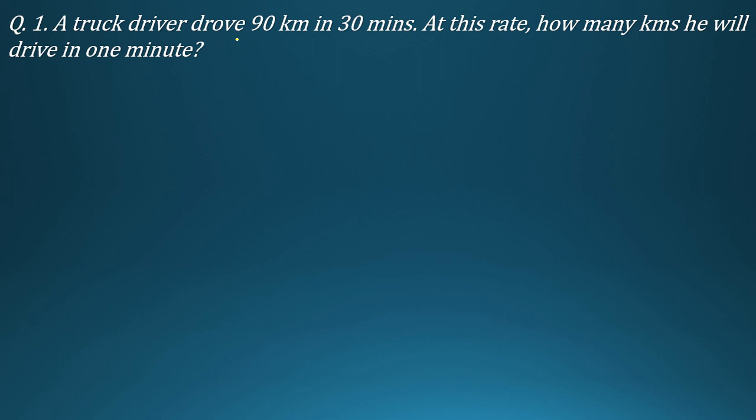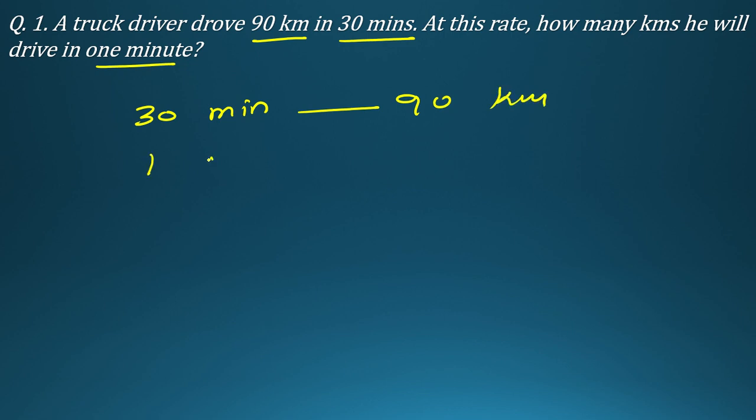A truck driver drove 90 kilometers in 30 minutes. At this rate, how many kilometers will he drive in 1 minute? See, in 30 minutes he is covering 90 kilometers. So in 1 minute, he will cover a lesser distance. So for lesser distance, you will divide. So 90 divided by 30 will be equal to 3 kilometers. So this unit rate will be 3 kilometers.